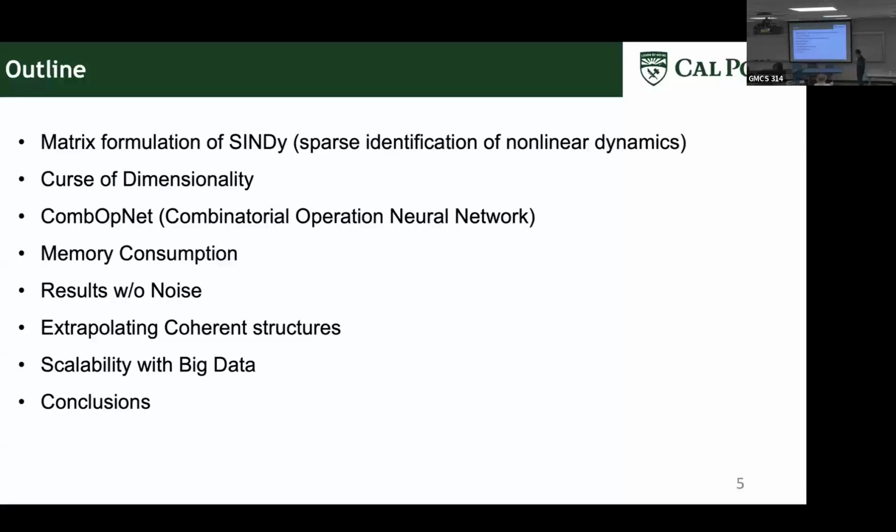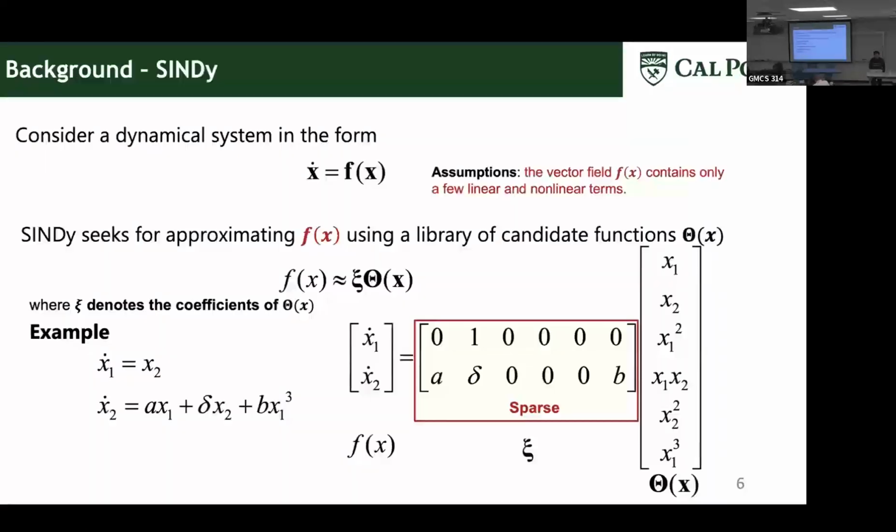So that kind of differs. All right. I will show some results for CombOpNet with and without noise, and I will show this network itself can also be used to do extrapolation, which is one task that traditional neural networks usually have challenges with. I will also talk about the scalability of this method with big data.